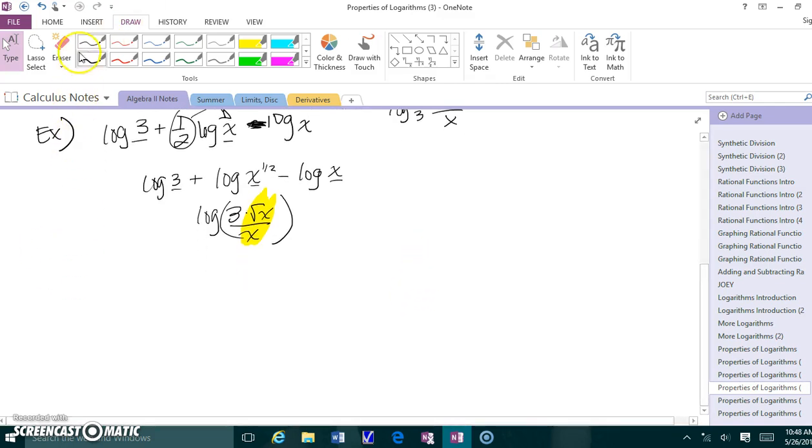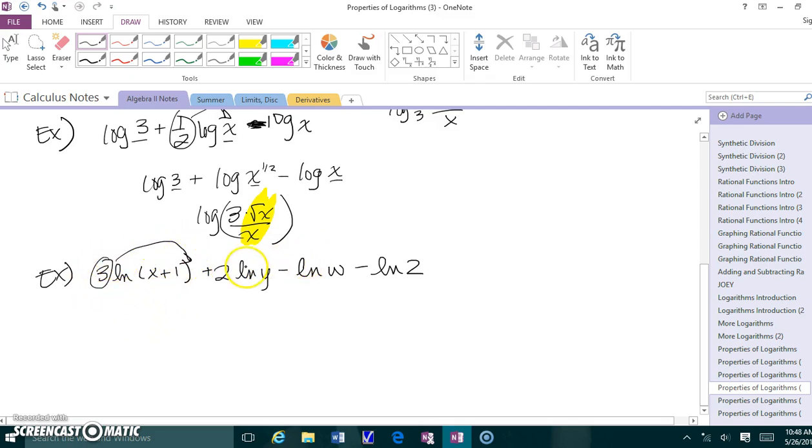Okay, last example I'll do out with you here is what if I have 3 times the natural log of x plus 1 plus 2 times the natural log of y minus natural log of w minus natural log of 2. All right, first of all, let's bring the 3 up top. Oh, here's another one that needs to go up top. And all right, I have 2 logarithms that are added. So that means multiplying. And then I have a logarithm subtracted and a logarithm subtracted.